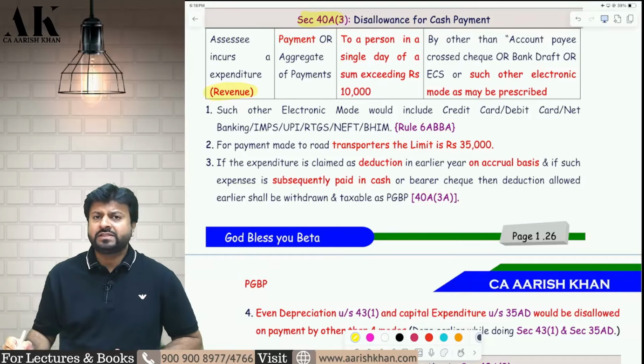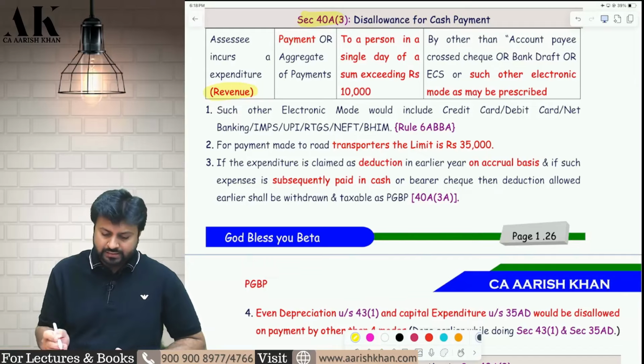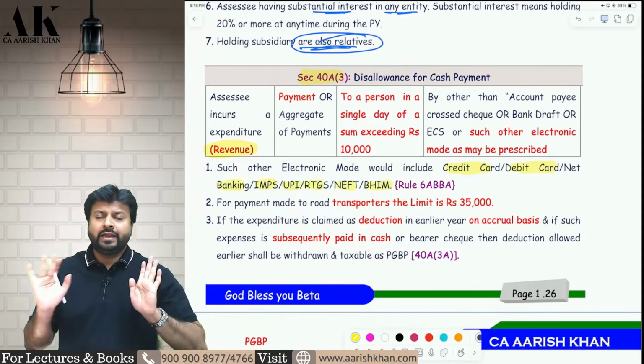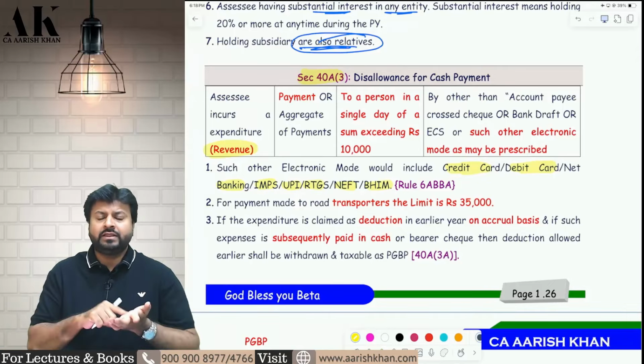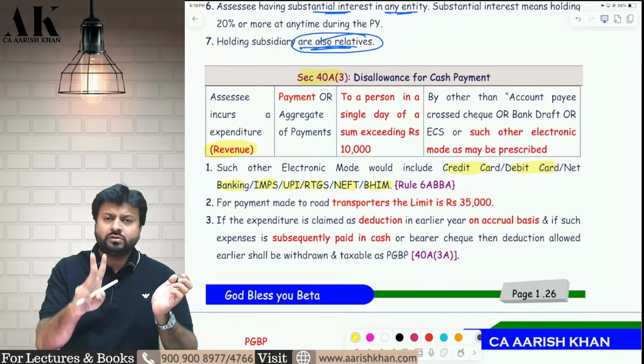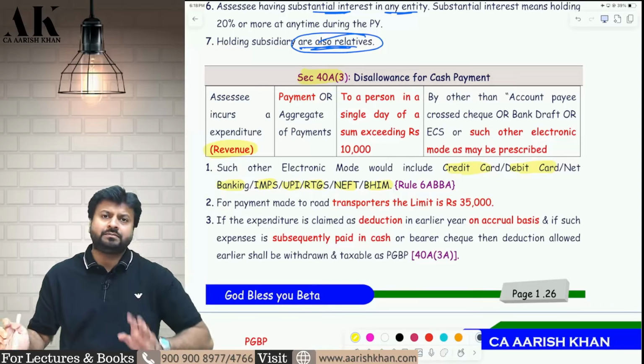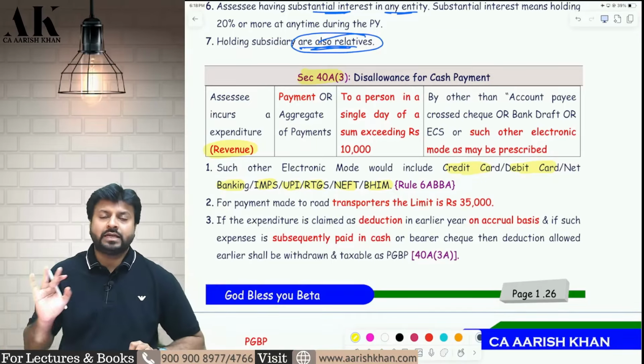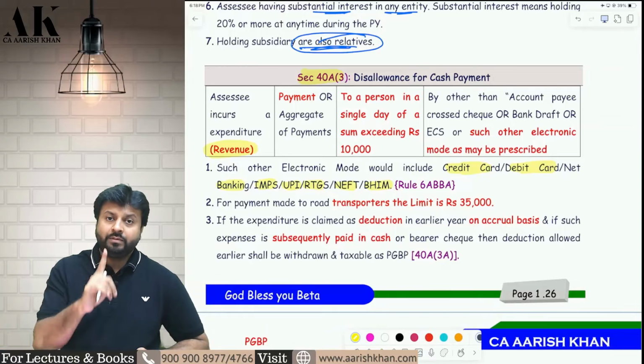Which are the electronic modes prescribed by the government, which you keep saying again and again, sir? Let's see. Credit card is prescribed, debit card is prescribed, net banking, IMPS, UPI, RTGS, NEFT and BHIM. These are the 8 modes prescribed by the government. Along with that, account payee cheque is okay, account payee draft is okay, and ECS, electronic clearing system, is okay. Bearer cheque is not allowed, crossed cheque is not allowed, account payee cheque has to be there. This applies if you are making payment of more than 10,000 to one person in a day.